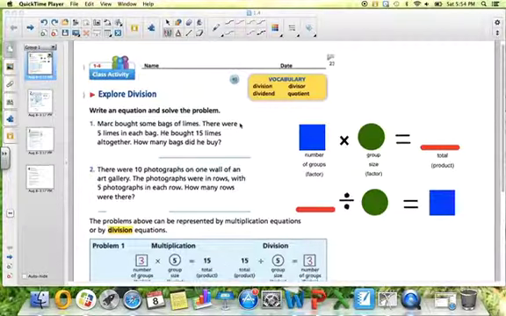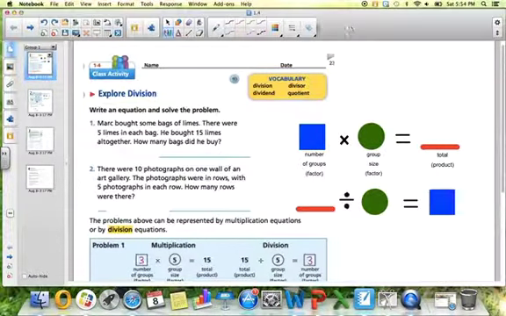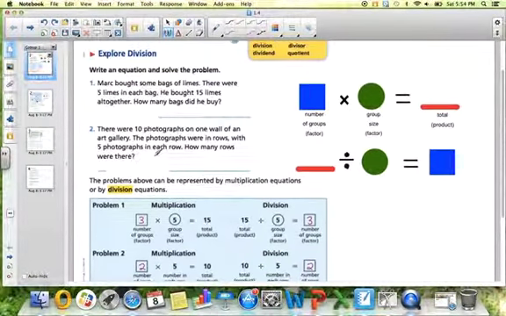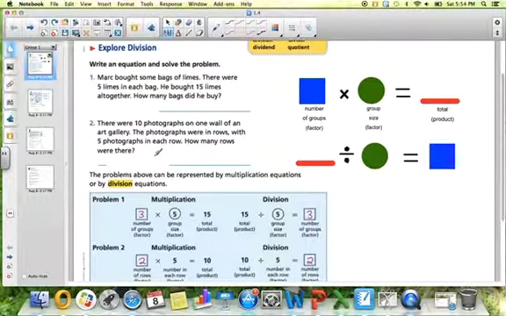So, your page does not look like mine. I know that. I have gone ahead and made a little key for you guys because I know division is scary and tough, and it's really not. So I just broke it up for us to make it easier.